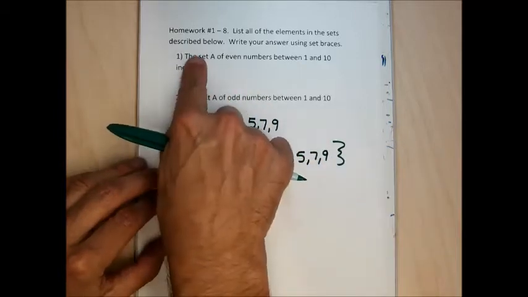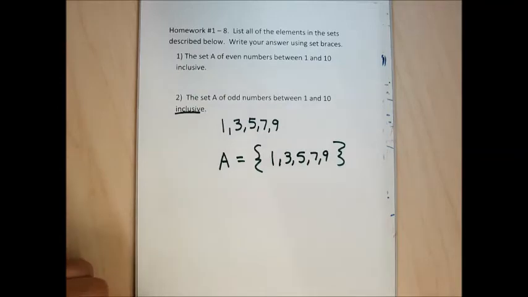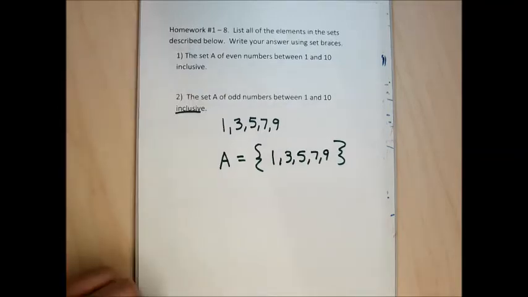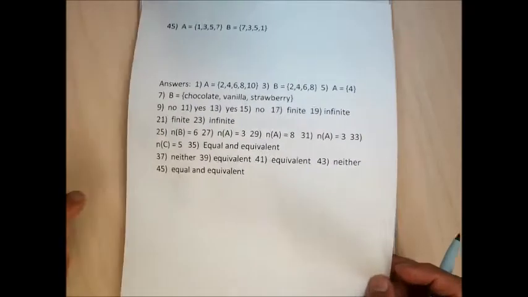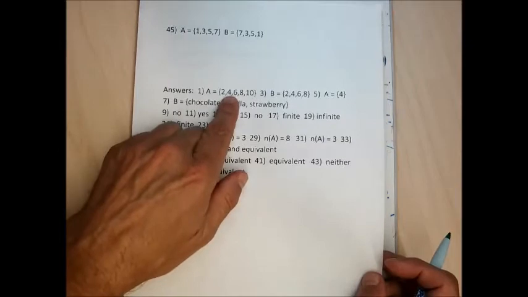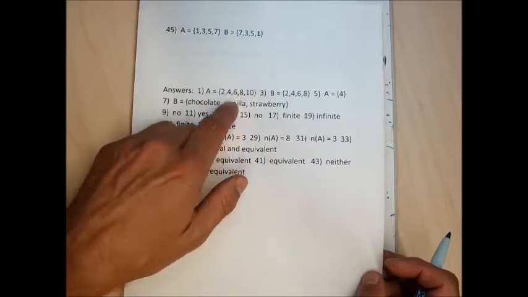Hopefully this inspires you to do problem 1. Your set A for number 1 that you're going to list in set braces are all the even numbers between 1 and 10 inclusive. And the answer that I have written down for your problem 1, A has the numbers 2, 4, 6, 8, and 10. Of course, you could have written 10, 8, 6, 4, and 2 if you wanted to write it in an odd order.